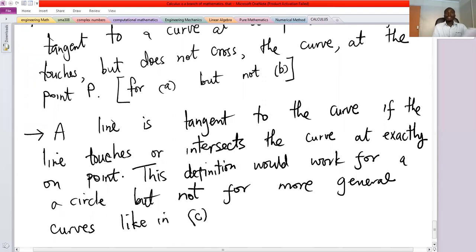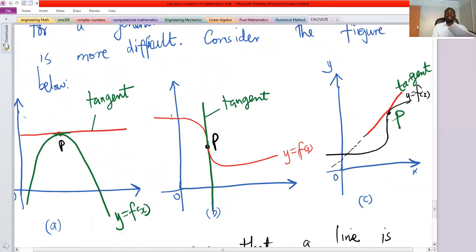When you say a line is tangent to the curve if it touches or intersects the curve at exactly 1 point, then that one leaves out this C. You see, if this red line is touching this curve at point P, but you extend it, then it will also be cutting at this point here. So there'll be 2 points. So that definition doesn't work for that line, though this line at P is tangent to this curve y equals f of x.